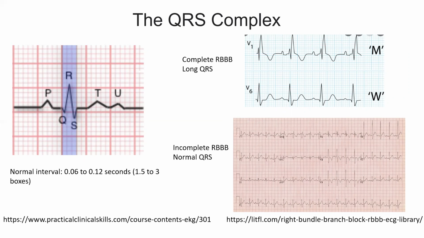While if the QRS interval is normal and there is also a notch in V1, we may consider it an incomplete right bundle branch block, as it has a normal QRS duration. So that's for the QRS complex.